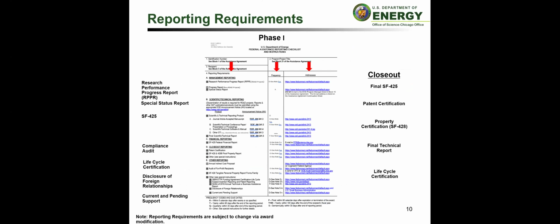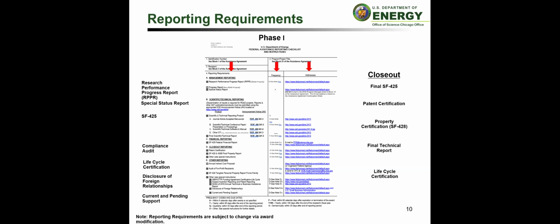The next attachment that was transmitted to you was the Federal Assistance Reporting Checklist, or sometimes referred to as a Reporting Requirements Checklist. This document tells recipients what the requirements are to be reported, when they're due, and where you submit them. And I just like to highlight a few requirements that you'll be responding to during the course of your phase 1 award.